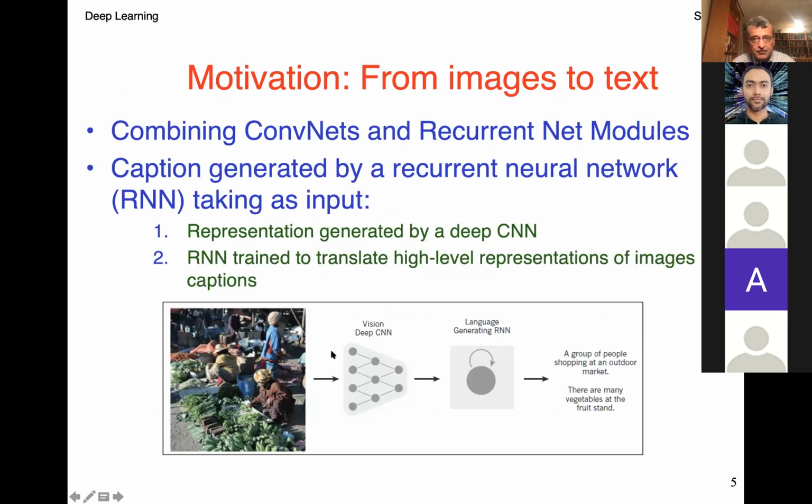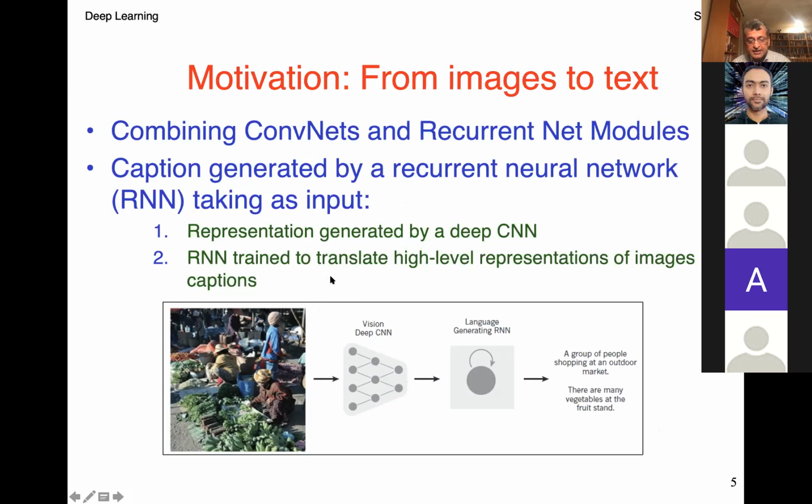as from a task of images to text. So for instance, here is an image and that is being translated into a caption that says a group of people shopping at an outdoor market. There are many vegetables at a fruit stand. So there is a caption generated by a recurrent neural network. And what does it take as input? A representation generated by a deep convolutional neural network. It's the computer vision part, where a deep CNN is producing a representation. So it is some representation obtained.